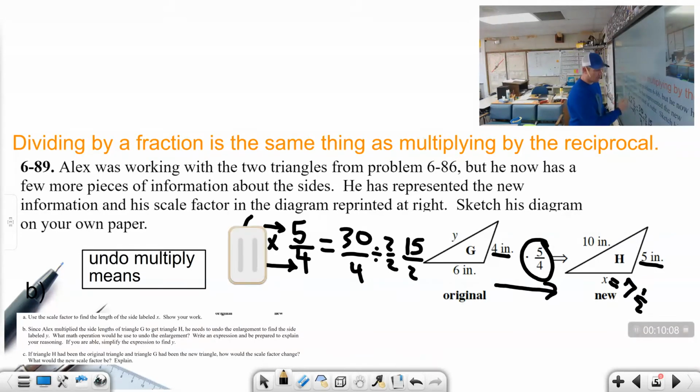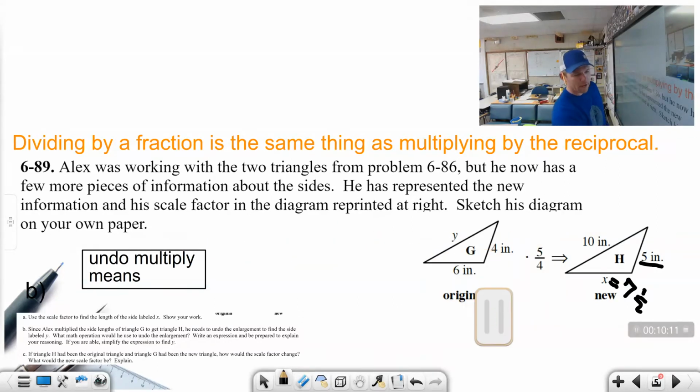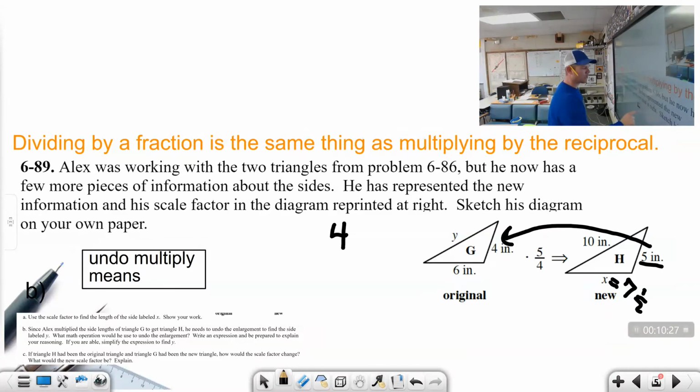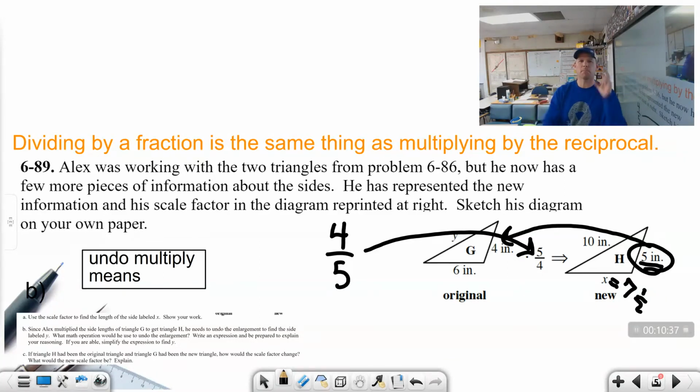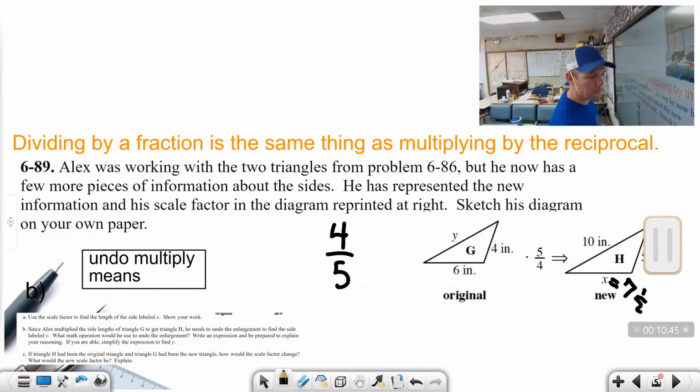We're following the original to new. But what if I'm going in the opposite direction? When we're going in the opposite direction, I need to think about scale factor differently. If I'm going in this direction, notice my new landing spot is 4, and I started with the number 5. What do you notice is similar about these numbers? Same numbers, but opposite. This is the reciprocal again. We talked about it in the beginning, but direction matters.